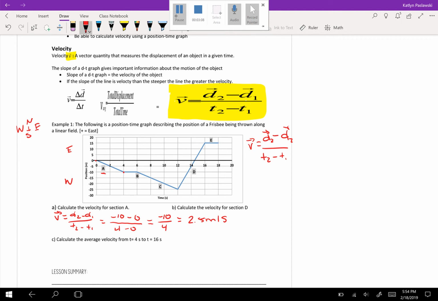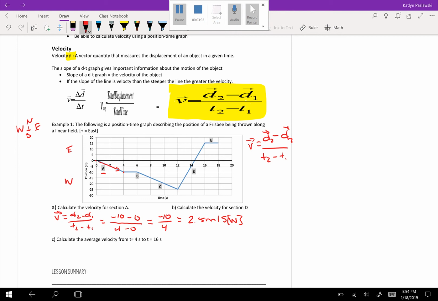And I realize now that I'm going into where calculation B is. Now we also need to include our direction. If we did -10 divided by 4, we'd get a negative answer, which would be -2.5. The negative tells us the direction. Or we can also look at the direction it's heading in section A. It's heading negative, so our answer will be west. So take a look there.